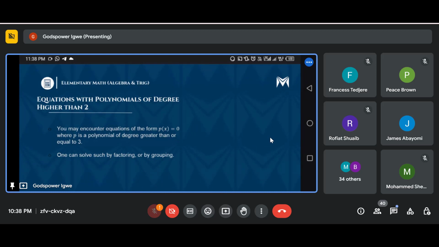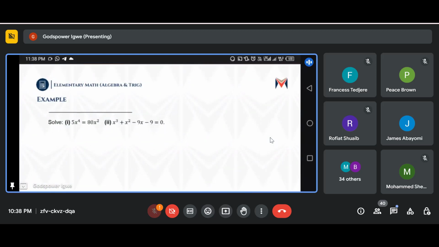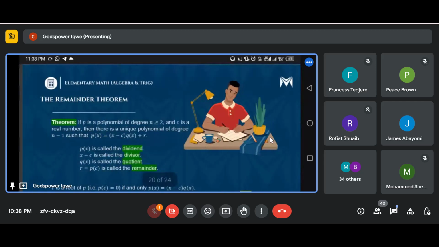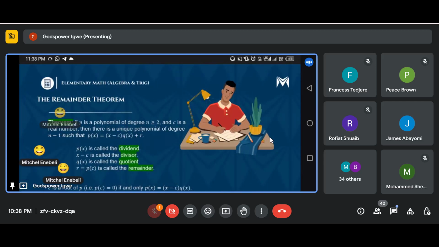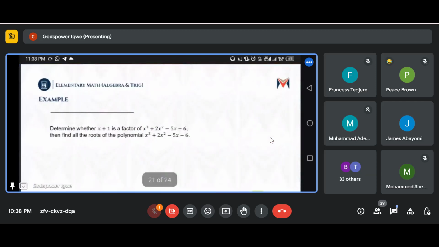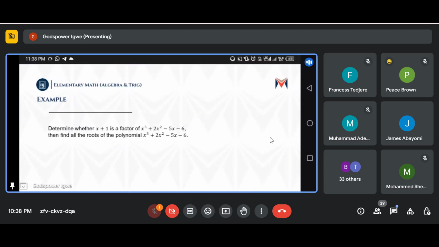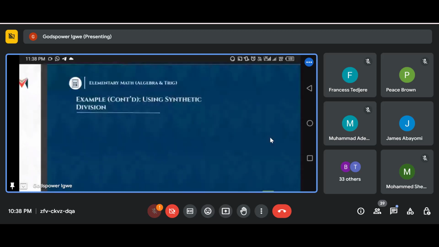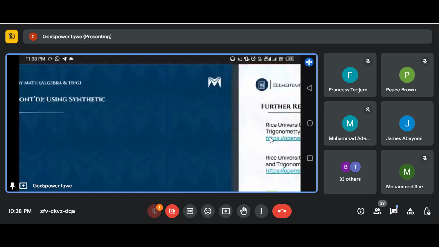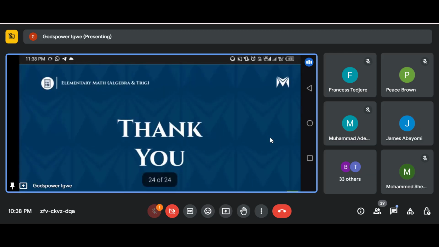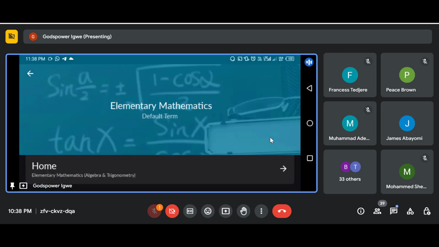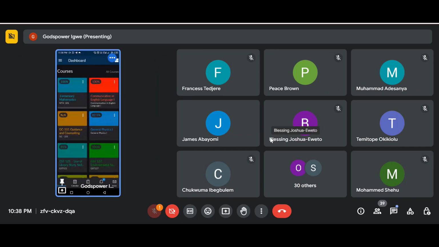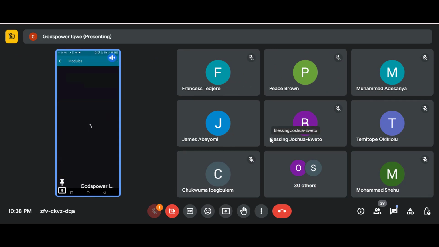Equations of polynomials of degrees greater than 2. All these ones. And therefore their own wahala. If you see all these questions, you can solve them. Yes. I trust you. The remainder theorem. Remainder theorem. We try to understand this their book like this. Remainder theorem. X plus 1 factor. Example. Continue using synthetic division. Further reading. Now, thank you. The major thing is that we don't do quadratic equation. The rest of them.